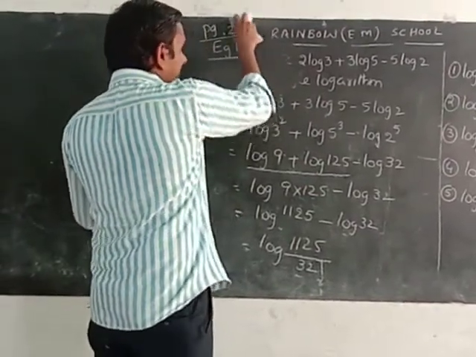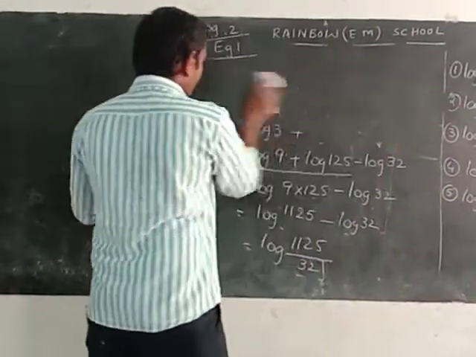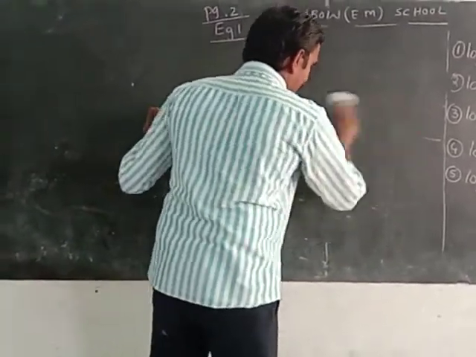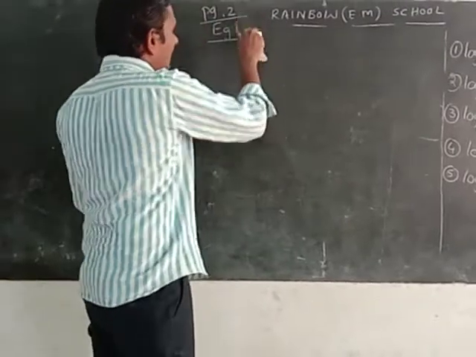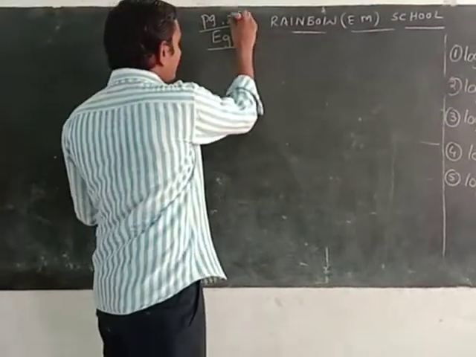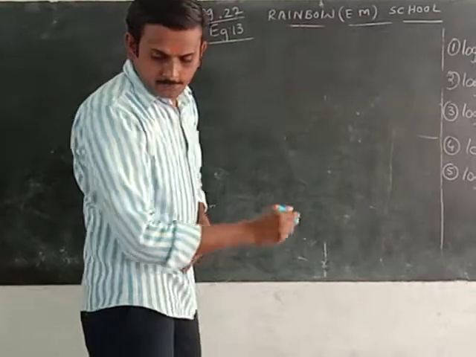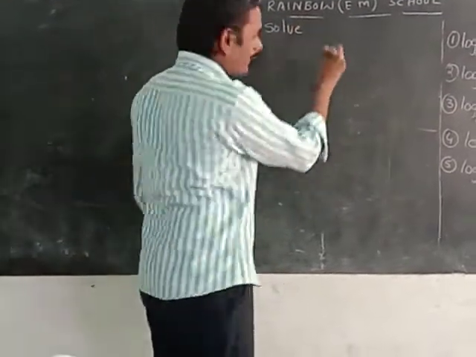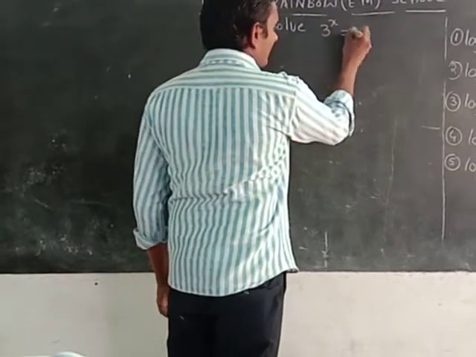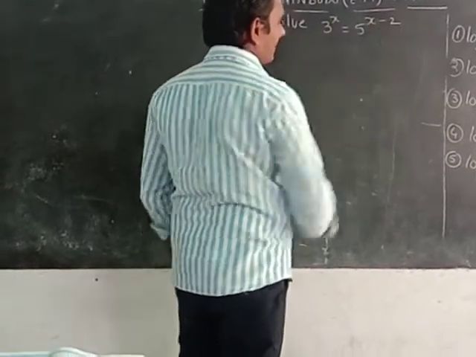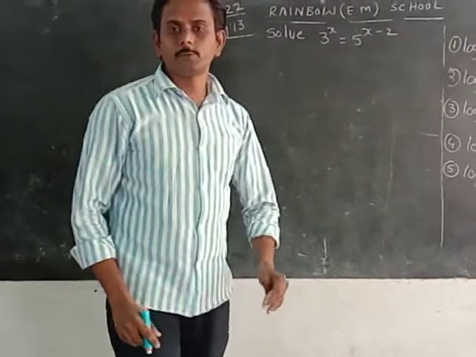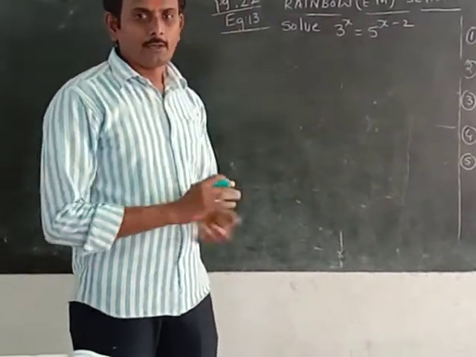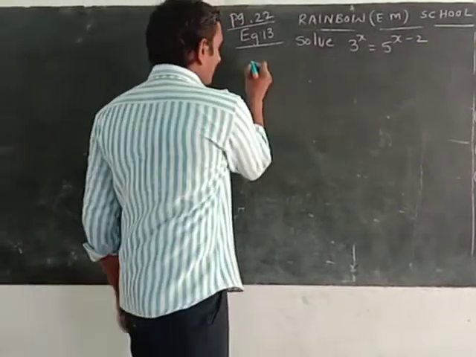Example 13 on page number 22. What is the question? Solve 3 power x equal to 5 power x minus 2. This one we have to solve. Solve means we want to calculate the x value. Take down the given one. Solution.